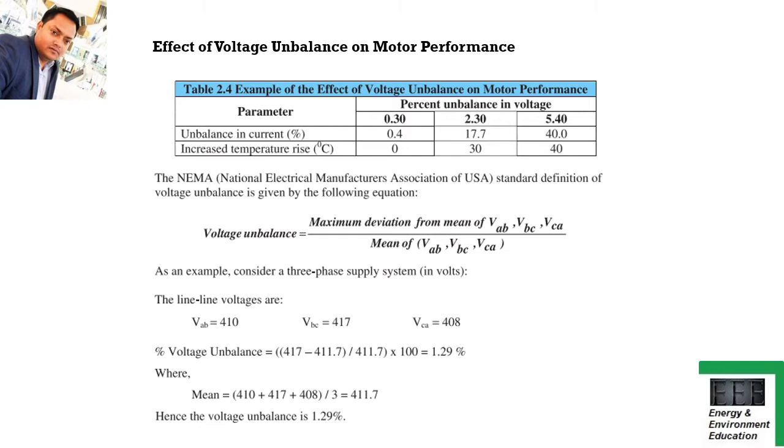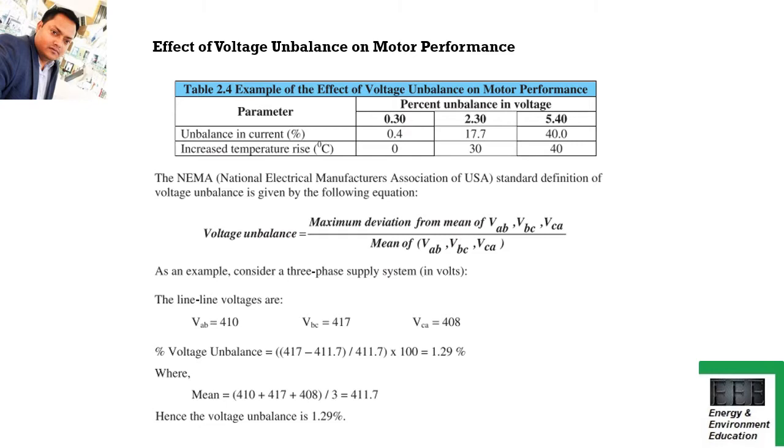And the second thing is to calculate the voltage unbalance, friends. They may give you the line voltages, the three phase voltages, say VAB is 410, VBC is 417, and VCA is 408. These are the three voltages they have given you, and they will ask you to calculate the voltage unbalance. In this case, you need to understand this, and you also need to learn the formula for calculating the voltage imbalance. This formula will be very useful for you.